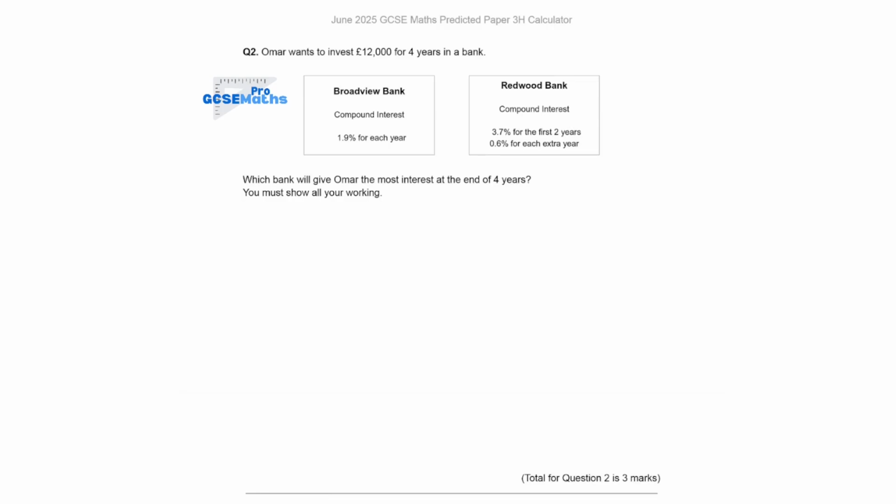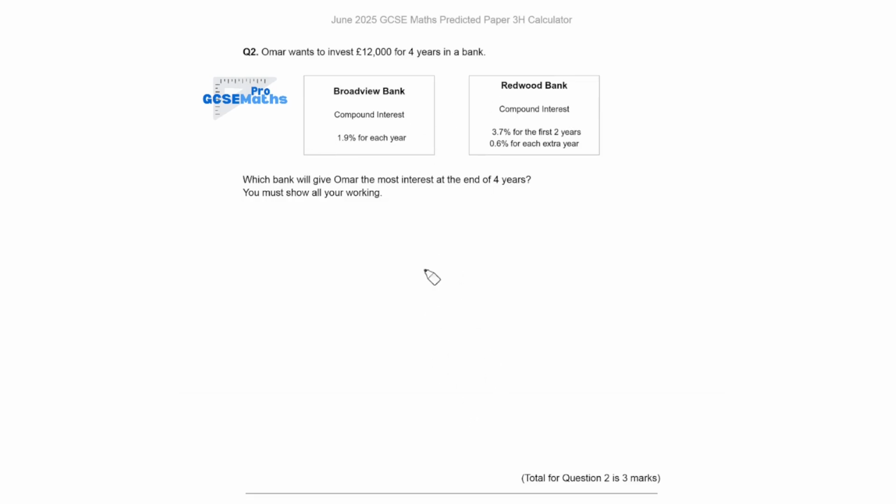Question 2. Omar wants to invest £12,000 for 4 years in a bank. We've got 2 options here. We've got Broadview Bank, which is compound interest at 1.9% for each year. Then we've got Redwood Bank, which is also compound interest, but it's 3.7% for the first 2 years and then 0.6% for each extra year. Which bank will give Omar the most interest at the end of 4 years?